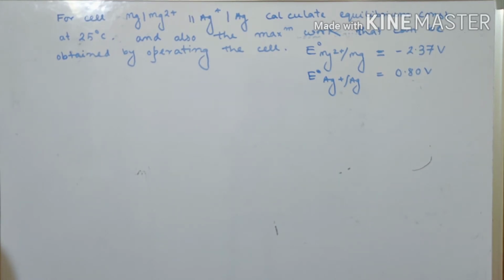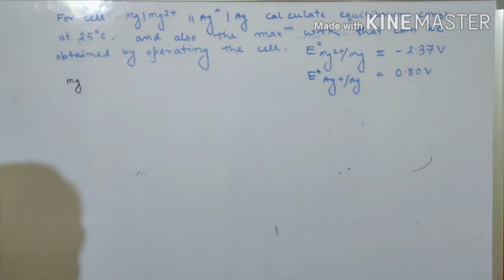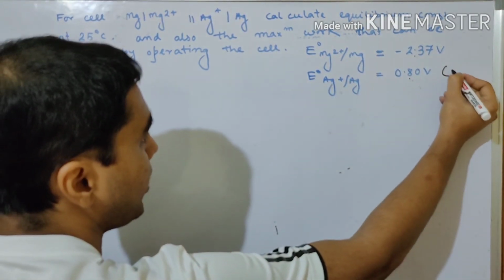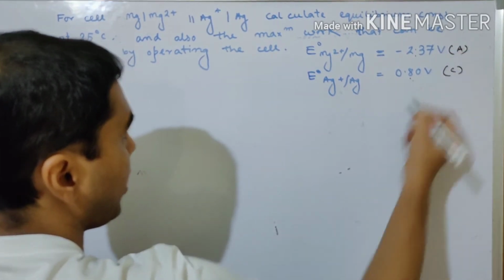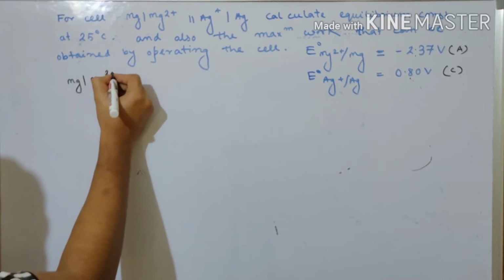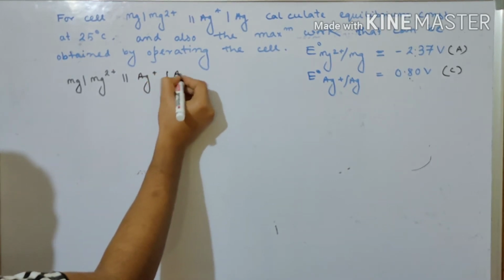Now let us see how it should be proceeded. Let us first formulate the cell. Out of these two, this value is lower, this is higher. So it should be cathode, higher reduction potential, so cathode, and this should be anode, right? So anode should be on the left hand side, so I should be writing Mg | Mg2+, which is already given, || Ag+ | Ag.